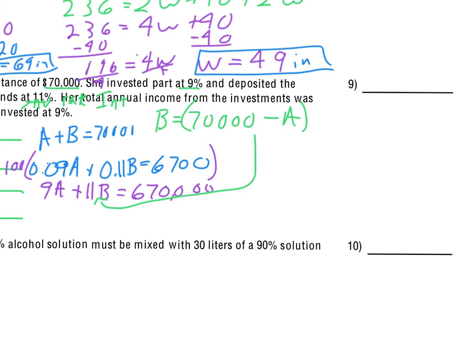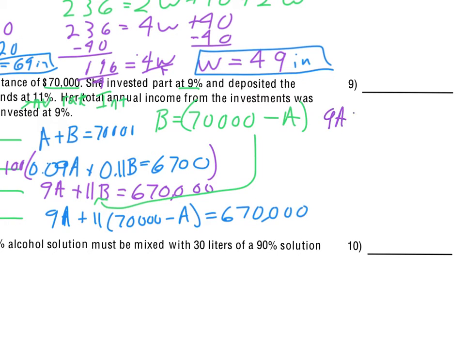So what that equation looks like next, we would have 9A plus 11 times (70,000 minus A) equals 670,000, which then becomes 9A plus 770,000 minus 11A equals that 670,000.